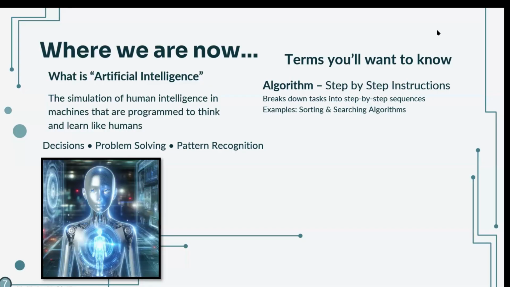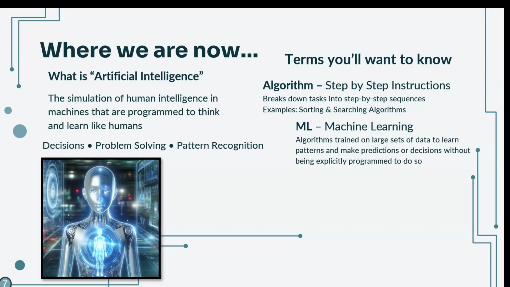The first thing is AI algorithms. What is an algorithm? It's a fancy word for step-by-step instructions. It breaks down tasks into step-by-step sequences. Some great examples would be sorting and searching algorithms. Like when you type something into Google, it's an algorithm that actually searches based off of the words that you put into your Google search. So that's what an algorithm is. It tells a machine, gives it very explicit step-by-step instructions.